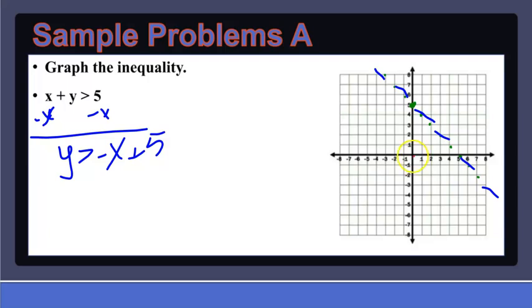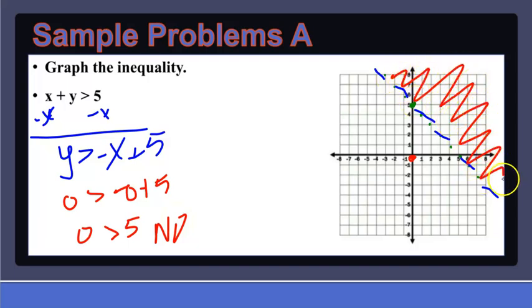And then the point (0, 0) is right here. So if I test that in, if I put 0 in for y, that has to be greater than -x plus 5. Is 0 greater than 5? No, this is not. So where the red point is, that's not a solution. That means that everything on the other side is the solution.